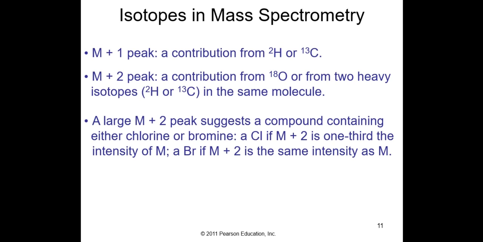A chlorine N+2 is 1/3 the intensity of the molecular ion. A bromine, N+2 is the same intensity as M. It's based on isotopic abundance. You see, with chlorine, you have 35 and 37 isotopes. And it's about a 3-to-1 ratio of 35 to 37.